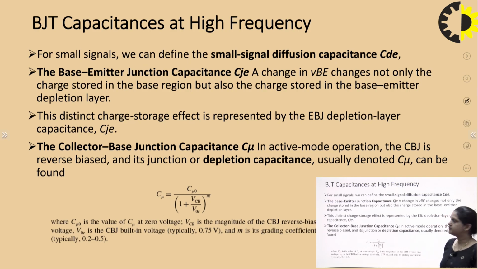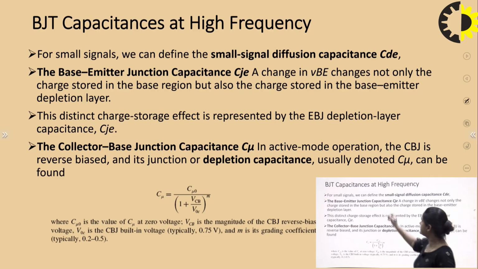So let's see the BJT capacitance at high frequency, because in this lecture we are focusing on the high frequency model. BJT capacitance at high frequency can be divided into 2 parts. One is the base emitter junction capacitance, and this capacitance is due to the changes in VBE. Because of this, there is charge storage in the base region, and also charge stored in the base emitter depletion layer.